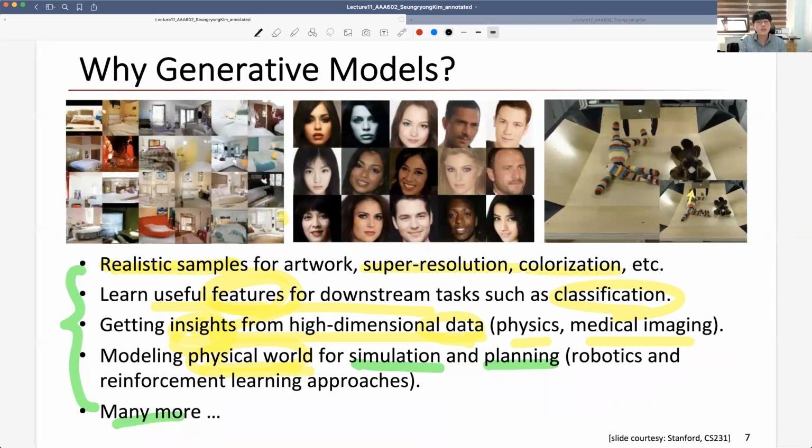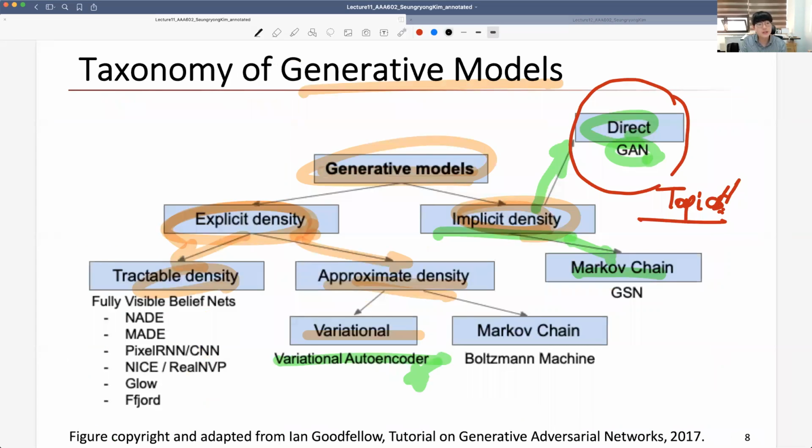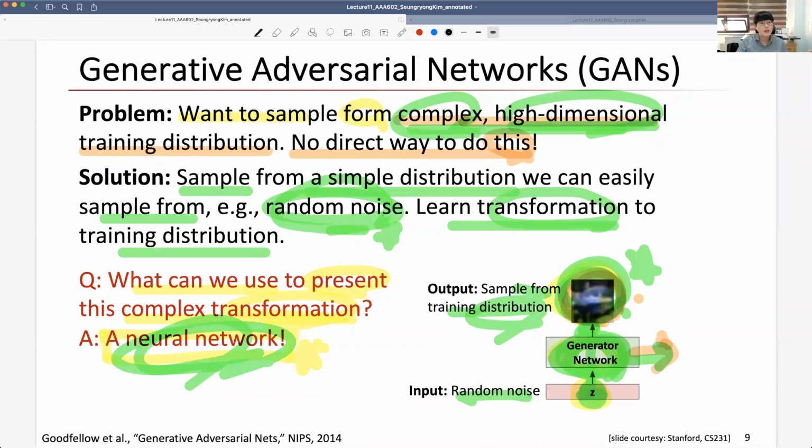So why do I use the generative model? There are so many needs for the generative model. There is a taxonomy of generative models: explicit density estimation models and implicit density estimation models. The direct method is the GAN, which is the topic of today's lecture. Also, the problem is that we want to sample from the complex and high-dimensional training distribution.